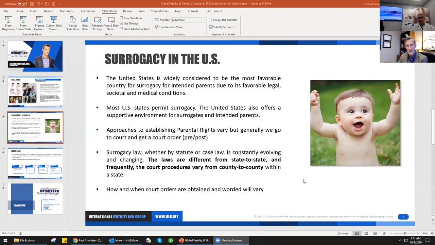So each state sets its own rules and procedures on how to go through surrogacy and how ultimately to establish the intended parents as the legal parents. How and when we go to court and how the court orders are issued will vary a little bit from state to state, but what I'll cover today are the basics and sort of the universally accepted principles and procedures.